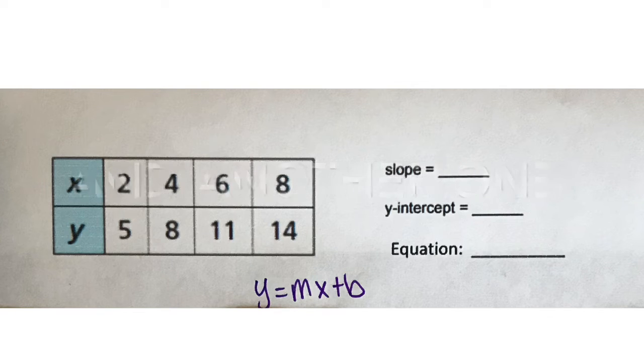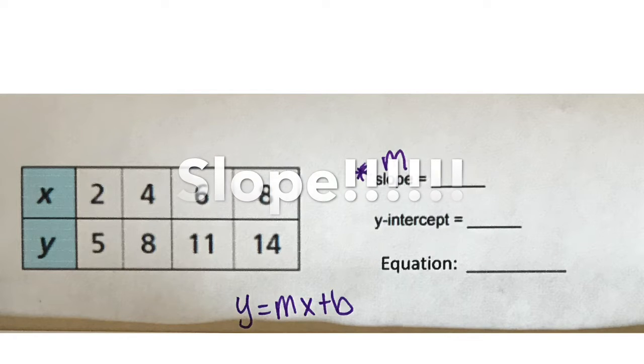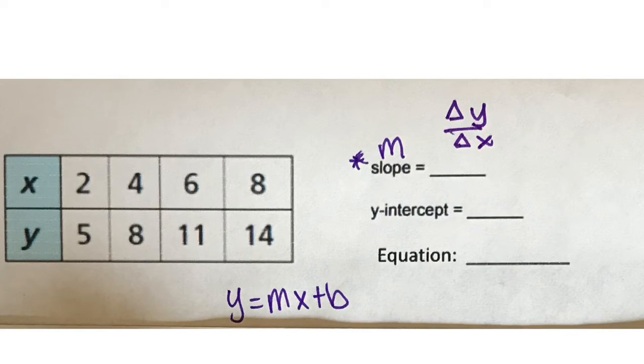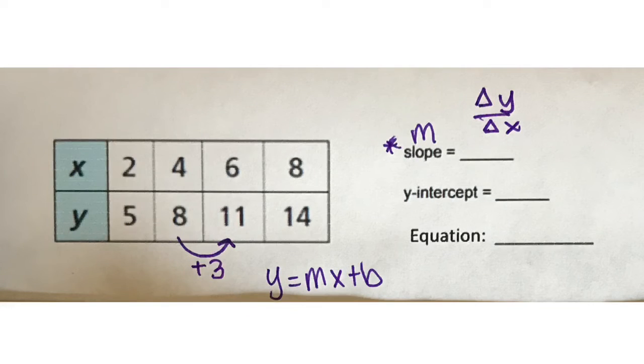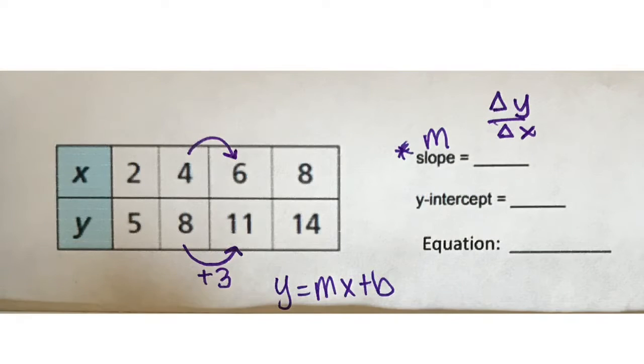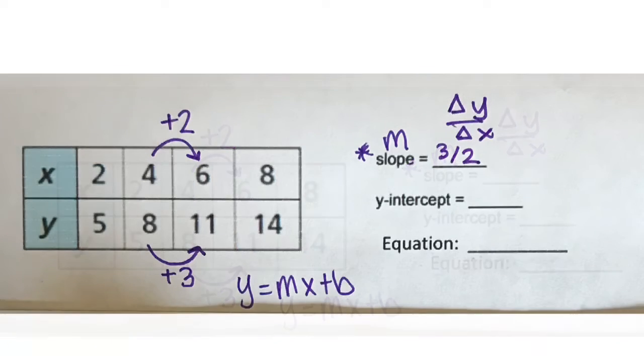In this case, we start with exactly the same thing, y equals mx plus b, and we're going to look for the slope first. The slope is the change in y over the change in x. So to find the change in y, we take any two numbers from the y row. From 8 to 11 is a change of plus 3. Then we have to look at the corresponding numbers on the x column. That's from 4 to 6. From 4 to 6 is plus 2. So we can make a ratio out of these two numbers, the change in y on top and the change in x on the bottom, and we get the slope of 3 over 2.